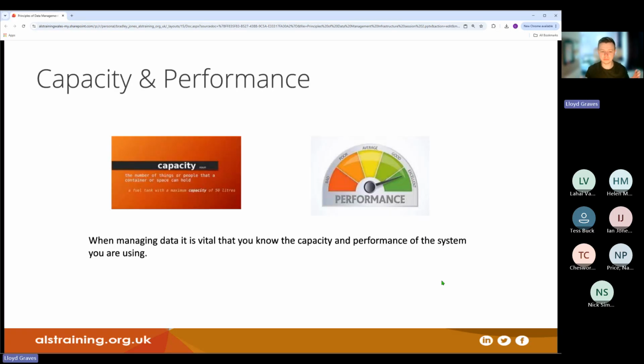Like I say, the main two things that we focus on because we are thinking about data are capacity and performance. So it's vital that you know the capacity and the performance of the system that you're working with. At a really basic level, we've talked in previous sessions about using something like Excel. If you use Excel with various different amounts of data, you'll notice that it works fine. Then when you get to a point, normally around the 100,000 rows mark, it starts to slow down, and then eventually it basically doesn't work at all. But if you use something else, then it's going to work a lot better.